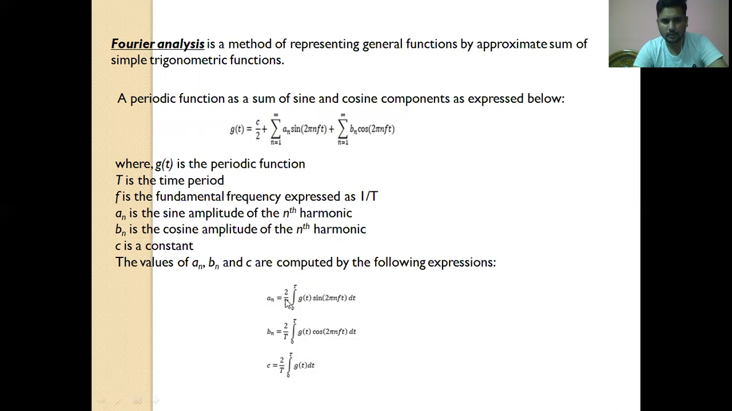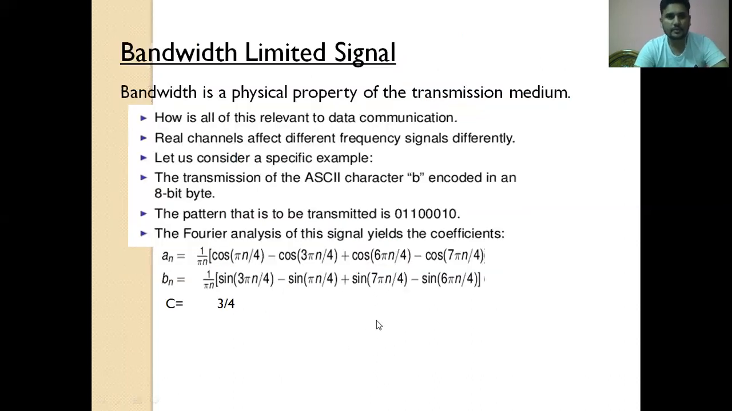a of n is 2 by T, integral from 0 to T of g of t sine 2 pi n f t dt, which is not much required here. These are just used to explain how the frequency modulation is done in the Fourier analysis, and the bandwidth limited signal. So bandwidth is a physical property of the transmission medium.